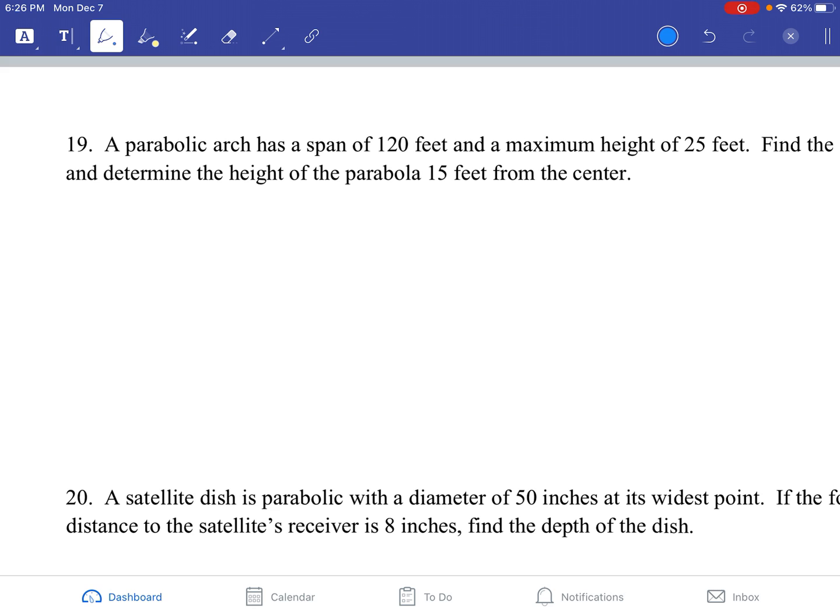So we're going to draw our picture. Here's our picture, your parabolic arch. A span of 120 feet, which means half and half is 60 and 60. All right, the maximum height is 25, so we're going to start putting down some points. Okay, so this h, k is 0, 25. This x, y is 60, 0.